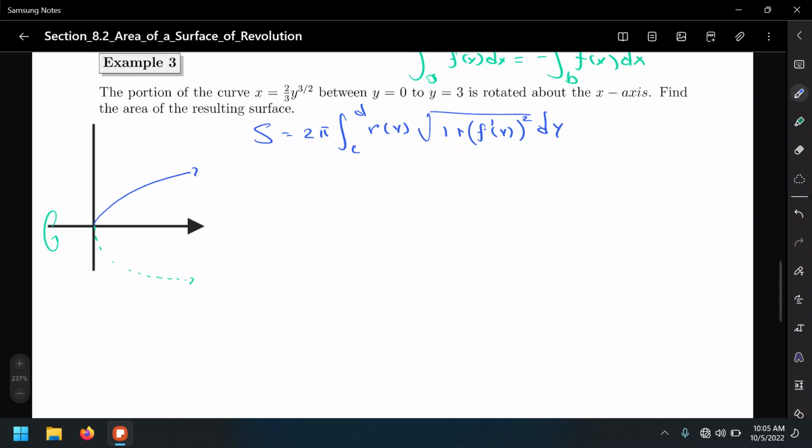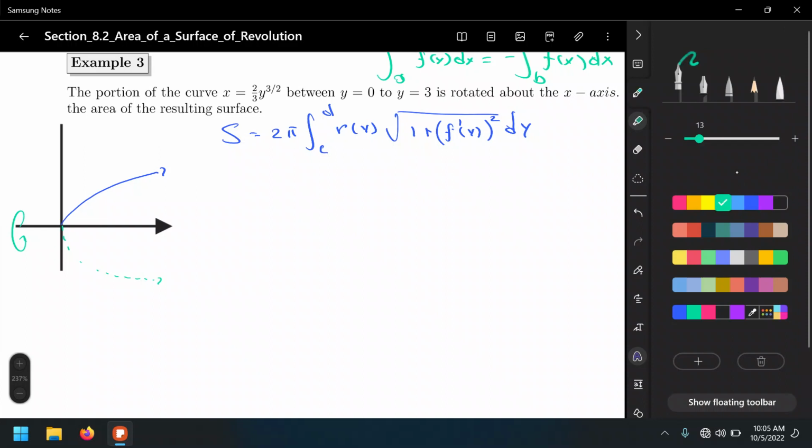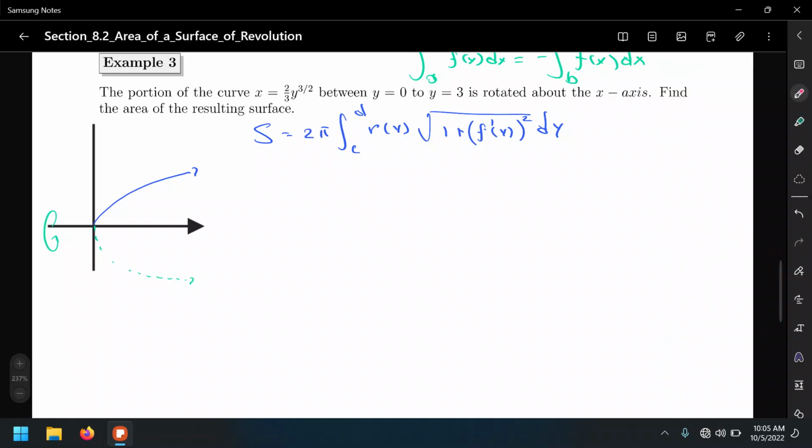Okay, let's set up this integral, specifically for the radius. Notice the radius is the distance from the axis of revolution to any point on the graph. And notice this distance is vertical, going in the y direction. That means this is y. So this r of y is simply going to be y.